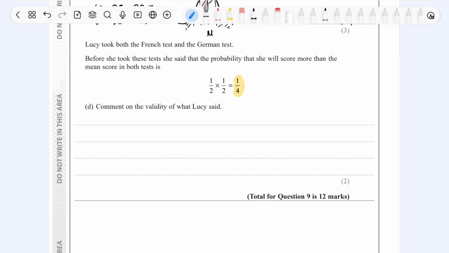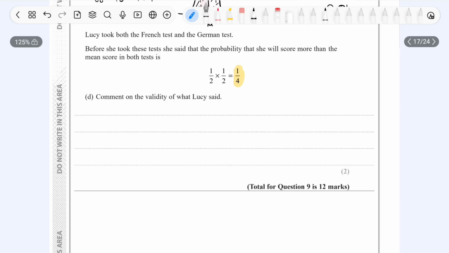If you're doing a French test and a German test, they're naturally linked together, they're languages. If you're going to do a French test and then a German test, you're probably going to be smart because no one's going to do that by force. So she's likely to score higher on both tests, and this is because she takes 2 languages. So what I would say is that it's unlikely to be valid because it assumes independence.